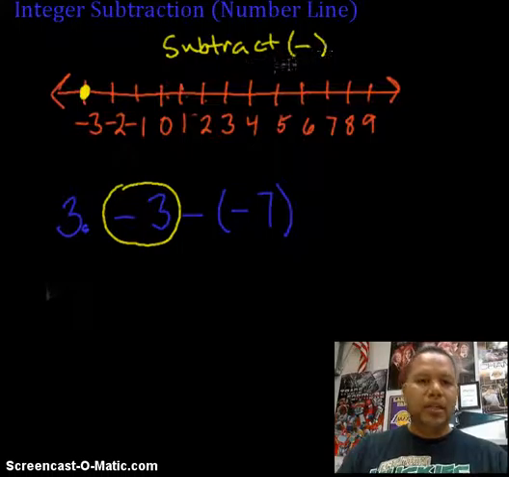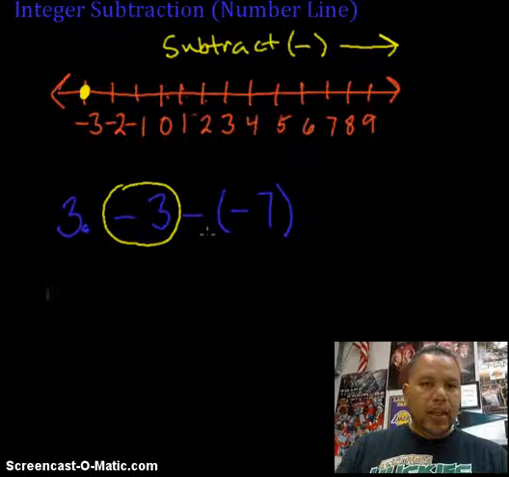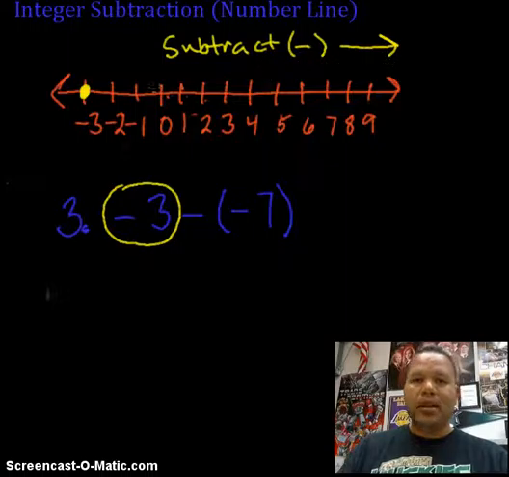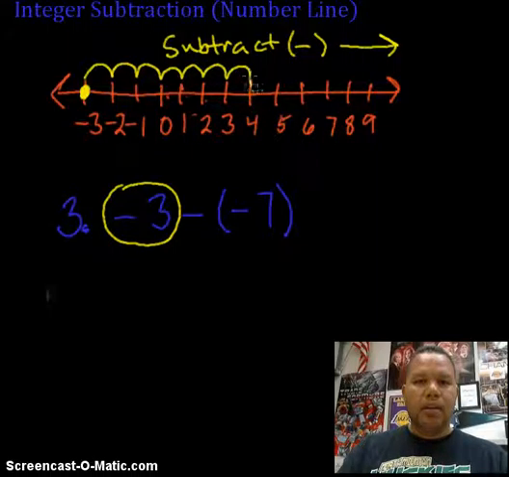So it's the opposite of before. Last time we went to the left, but since we're subtracting a negative, we are now going to move to the right. That's like adding. So instead of looking at it as subtraction, we're going to add, because subtracting the opposite, or subtracting a negative, is the same thing as adding a positive. So we're going to start at -3 and move 7 places to the right: 2, 3, 4, 5, 6, and 7.